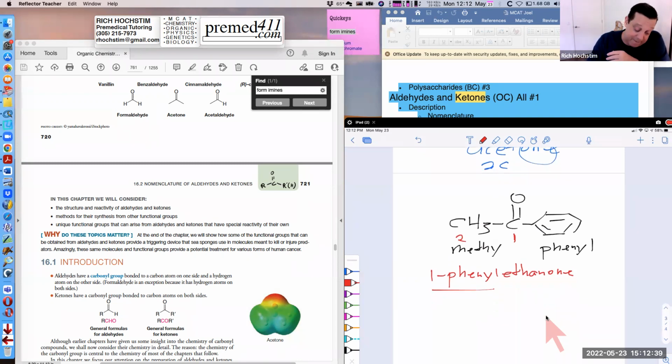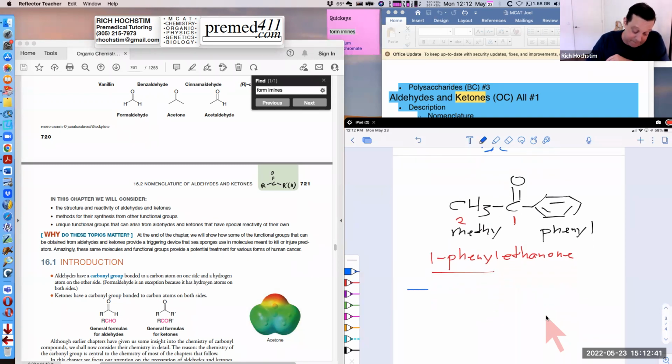But then if we're going to name this by the common name, we would look at this and would say, okay, this is 2 carbons. This is acete. And this is going to be acetophenone.